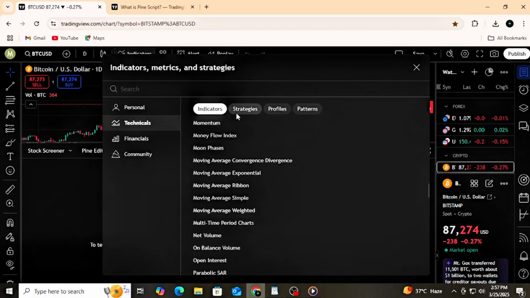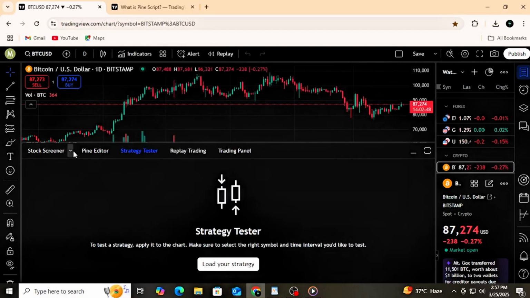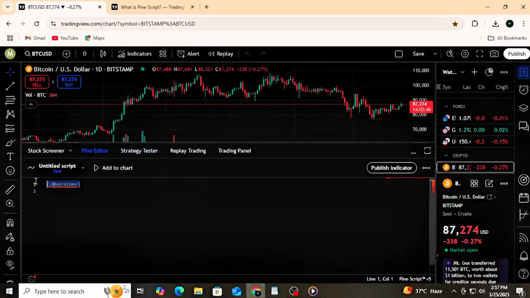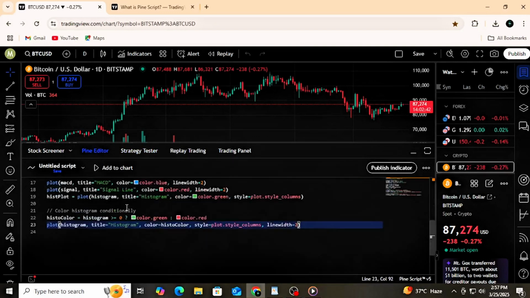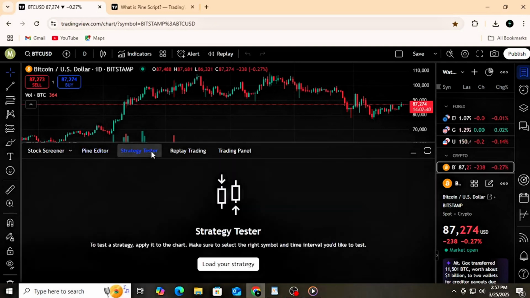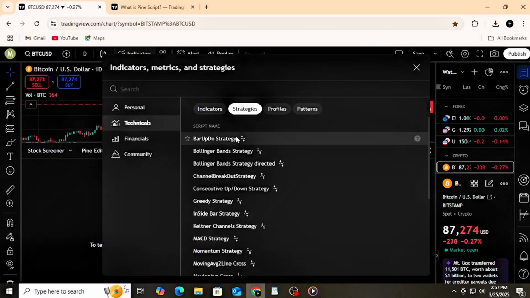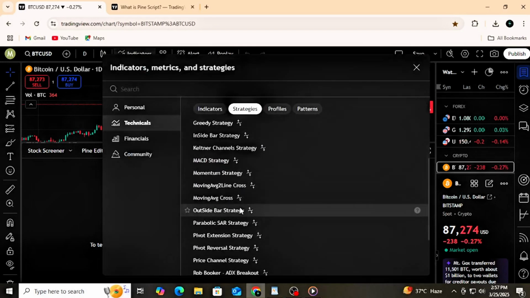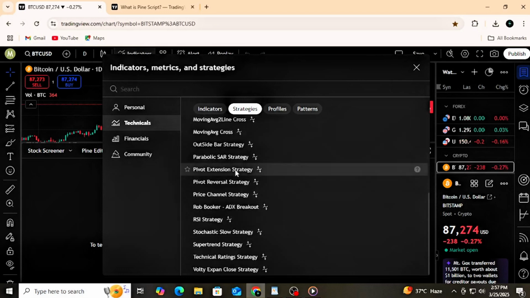PineScript allows traders to create custom indicators tailored to their specific trading styles and analytical needs, providing more flexibility than built-in indicators. Strategies, on the other hand, are designed for back-testing trading ideas. Unlike indicators, which only provide visual guidance, strategy scripts execute buy and sell orders based on predefined conditions.